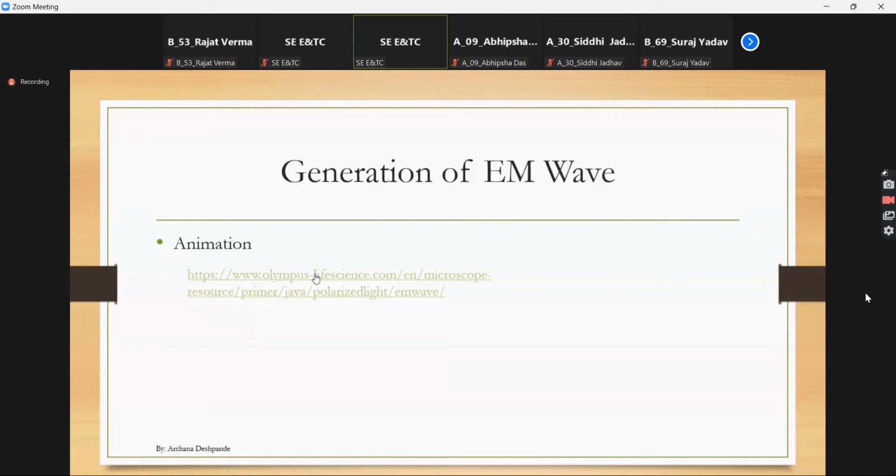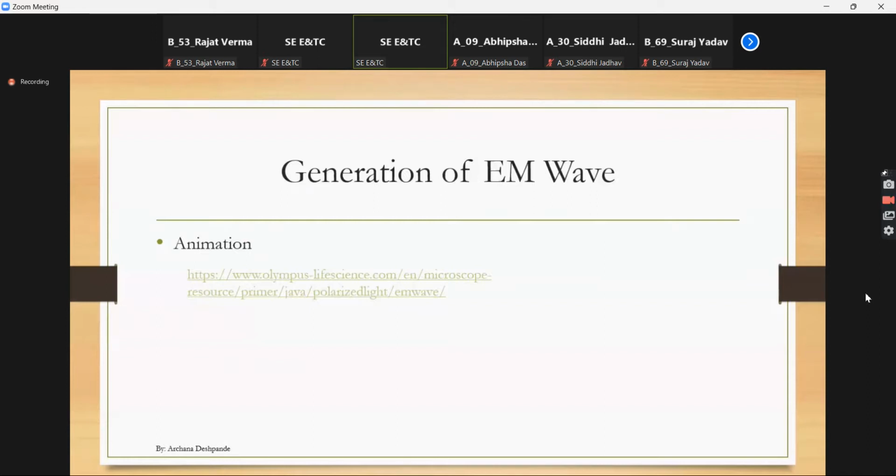So as you can see, the electric field is along the x-axis, horizontally. The B, that is the magnetic field, and this is the Z direction. So this is how the EM wave propagates along the Z direction. This is a small animation to show you the same.